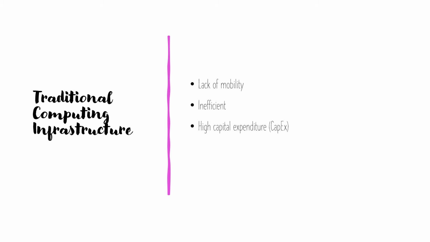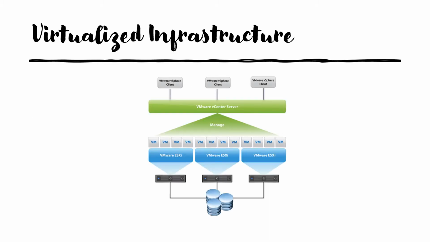The drawbacks of traditional computing infrastructure are a lack of mobility, inefficiency, and also it requires high capital expenditure. If we have to follow the traditional way, we have to buy resources to increase the RAM, whatever specifications are required for our system, and that will increase our capital expenditure.